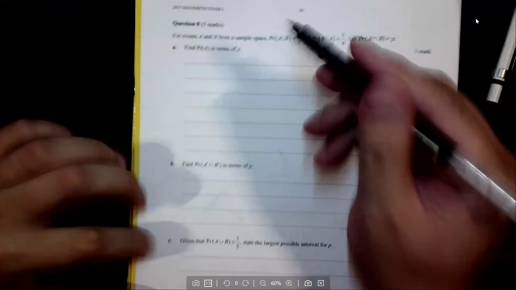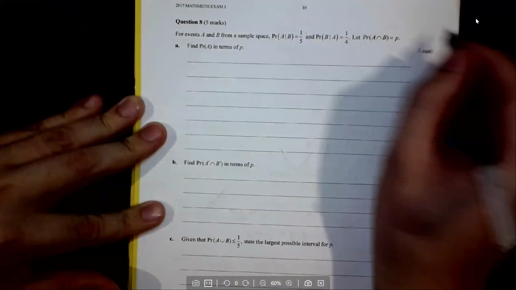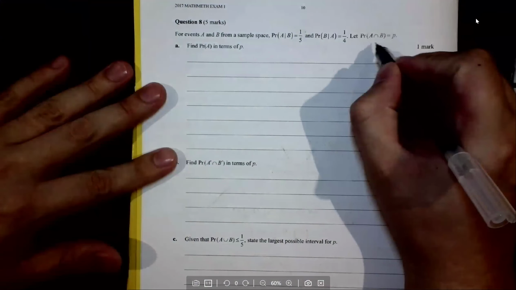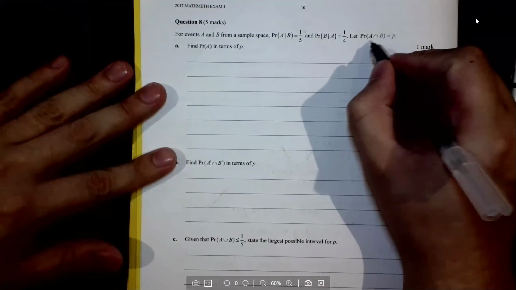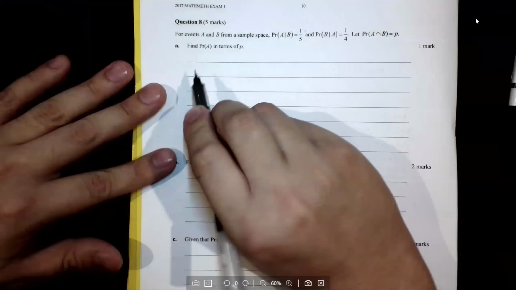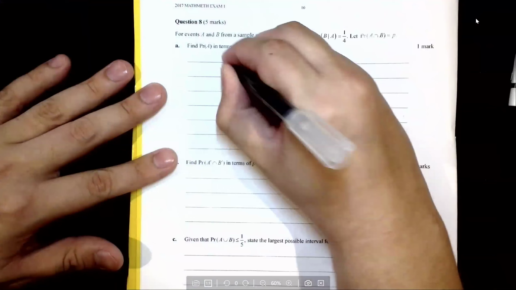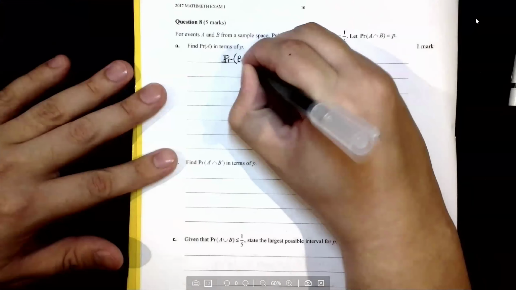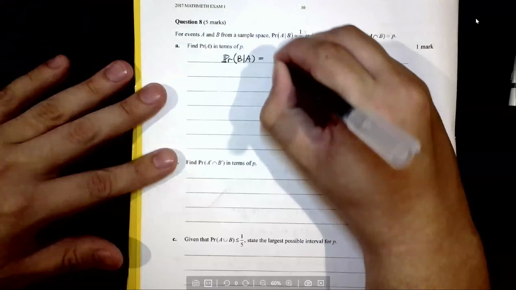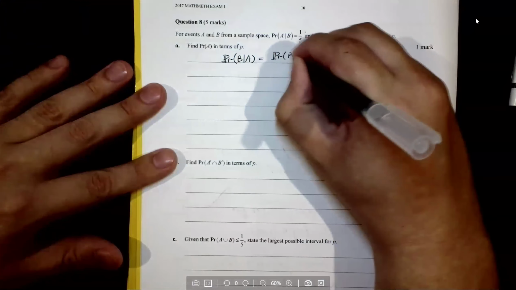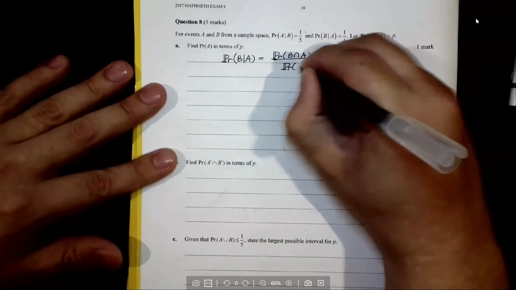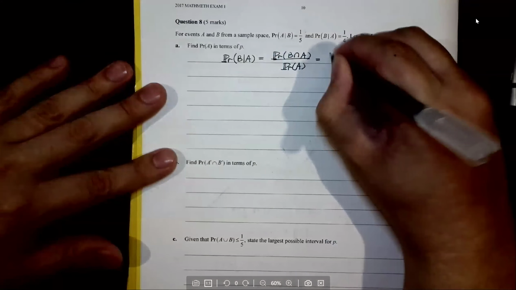For events A and B from the sample space, probability A given B is 1/5, probability B given A is 1/4. Probability A intersecting B is P. Find probability A in terms of P. So I may want to use probability B given A is probability B intersecting A divided by probability A equals 1/4.